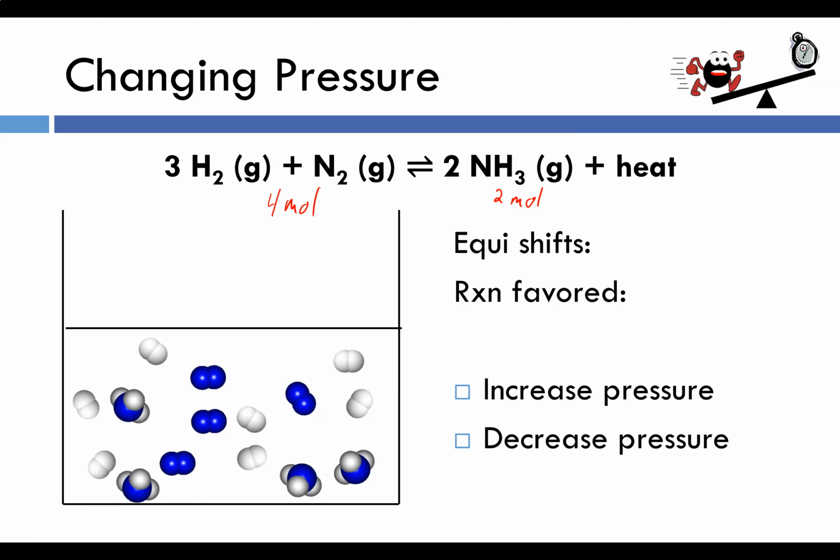If we do the opposite, if we decrease the pressure, we give the molecules more space, if you will, and they will try to take up that space. We'd see the opposite. Hydrogen and nitrogen, the side with more moles of gas, will experience an increase in concentration. The ammonia side will experience a decrease in concentration. In this case, equilibrium has shifted to the left, and the reverse reaction has been favored.